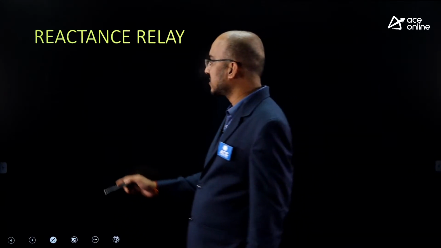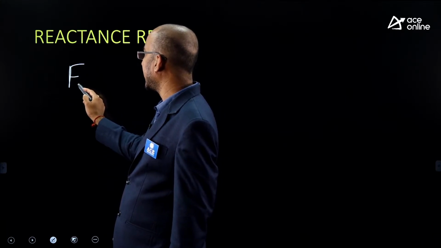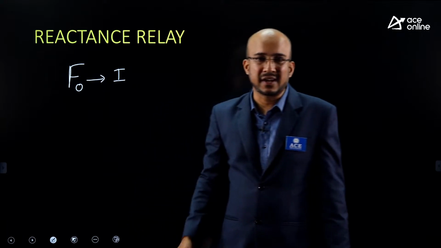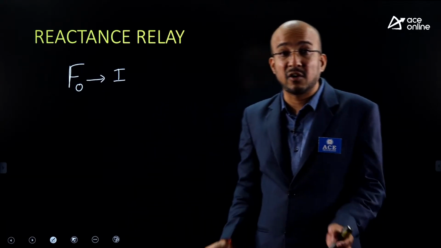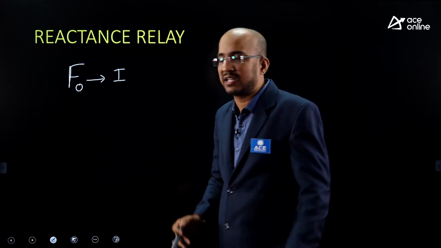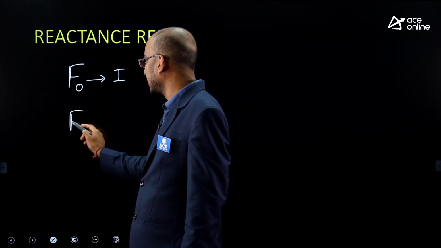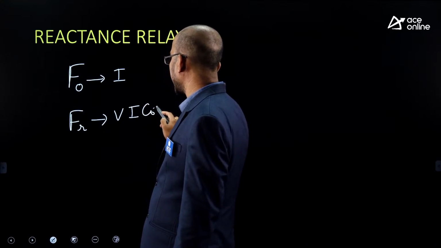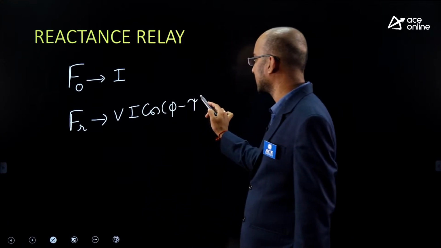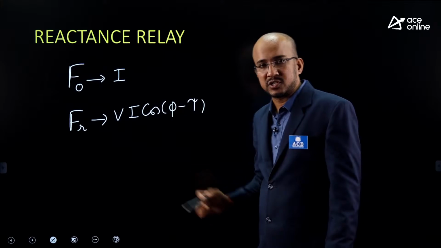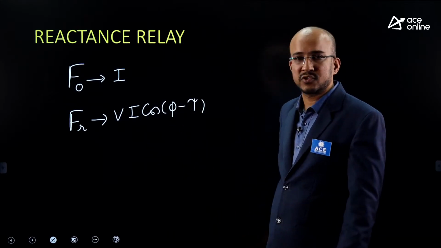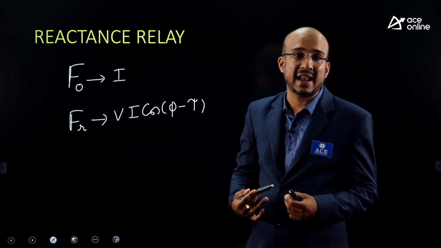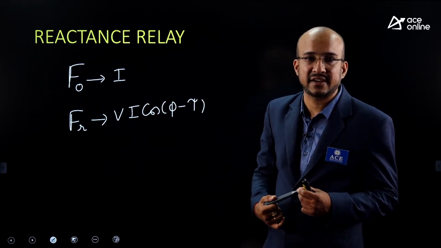In the case of a reactance relay, the operating force is due to current only, but the restraining force is developed by using a directional element, that is Vi cos of phi minus tau. So operating force is due to current and restraining force is due to the directional element. Now let us try to get the characteristic equation of this reactance relay.